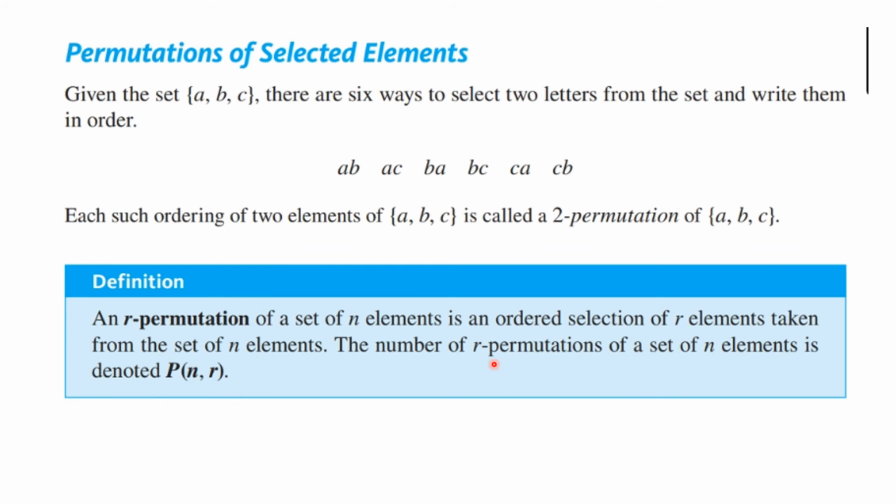The number of R permutations of a set of n elements is denoted P(n, R). And we'll talk about other notations. Sometimes this is quoted a different way. We'd say n permutations taken R at a time. It depends a little bit on the notation.